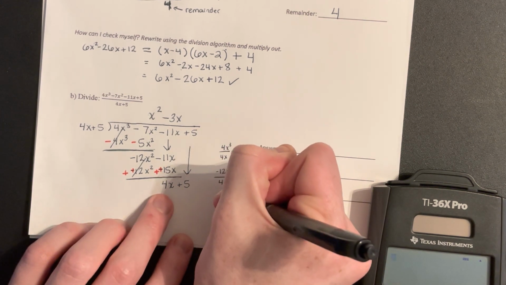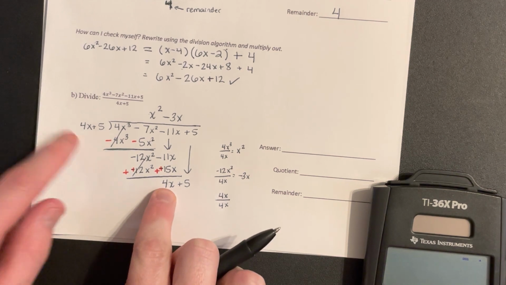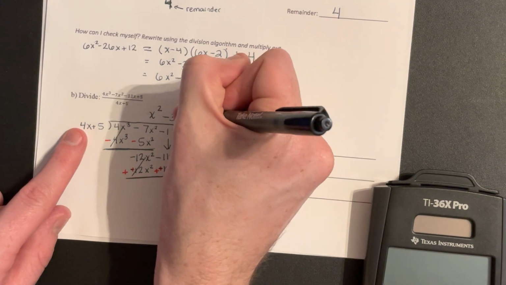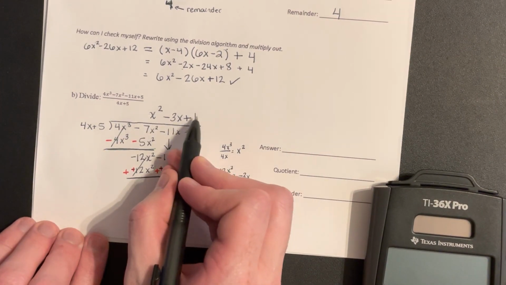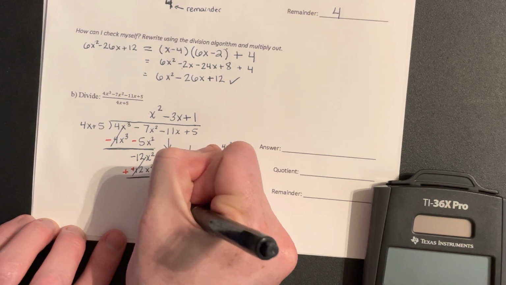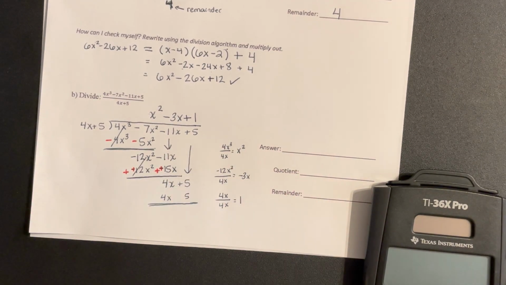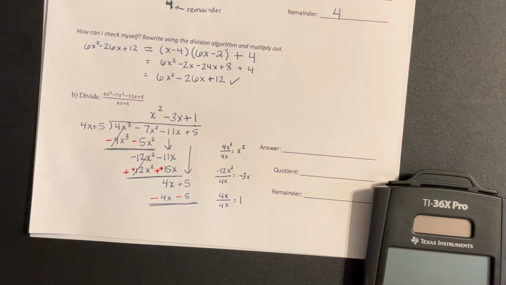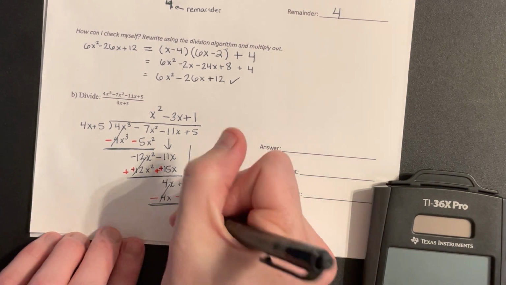I got 4x here divided by 4x. I'm doing the first term divided by the first term. That's just 1, so plus 1. We multiply that all the way through, so 1 times 4x is 4x, 1 times 5 is 5. Draw that line. So when we draw that line, we subtract, and I've got subtract. Notice what happens is I get 0 as my remainder.